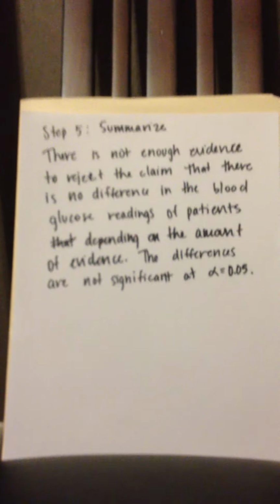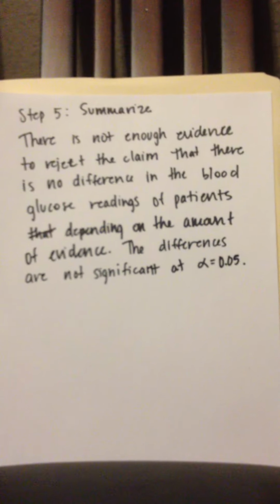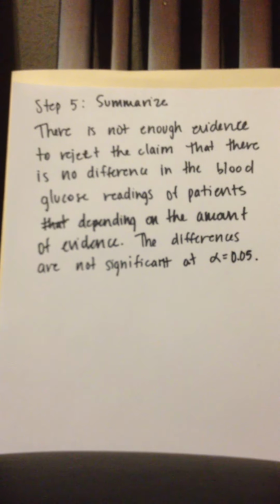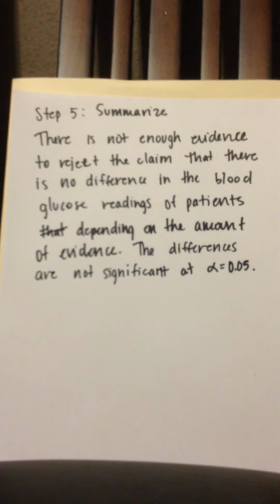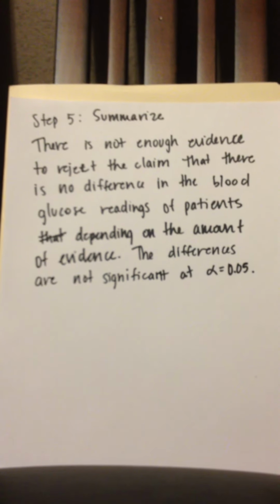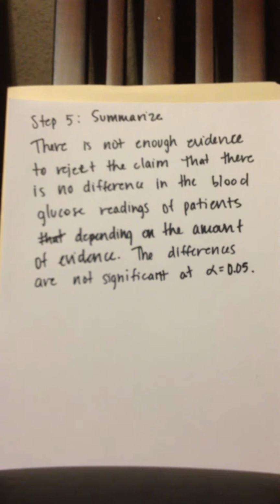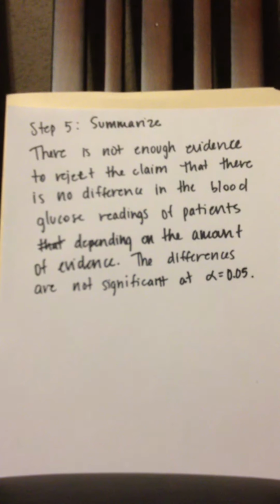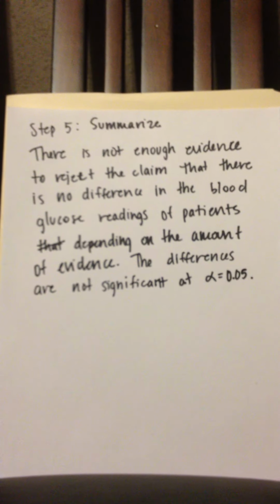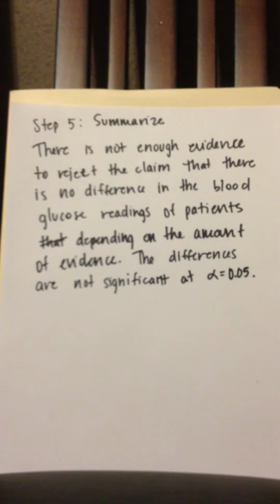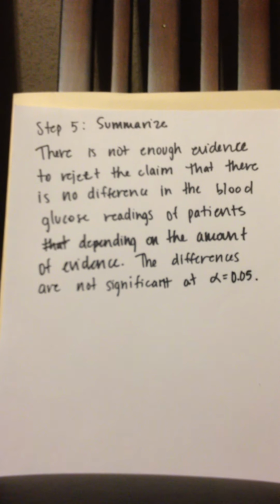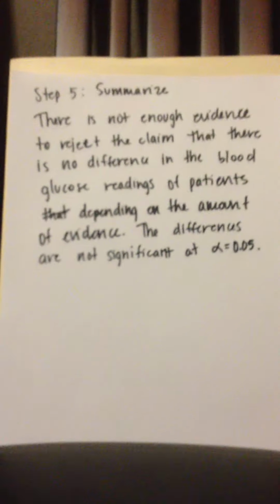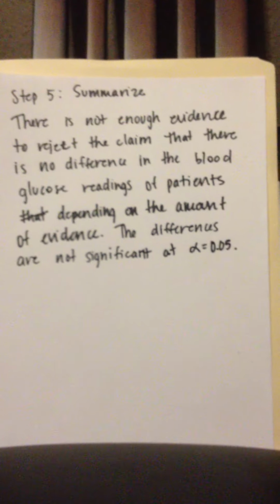Now, after we have decided whether to reject or not, we've made our decision, and we have come to the conclusion and the summary that there is not enough evidence to reject the claim that there is no difference in the blood glucose readings of patients depending on the amount of exercise they receive throughout the week. The differences are not significant at alpha equals 0.05. And this concludes an example and a short lesson of the Kruskal-Wallis test.